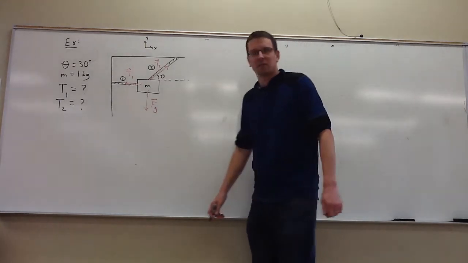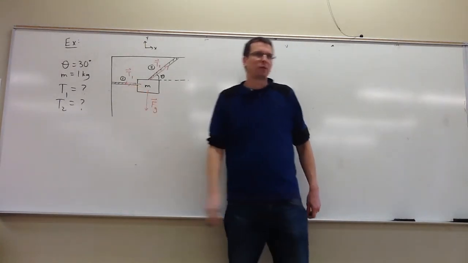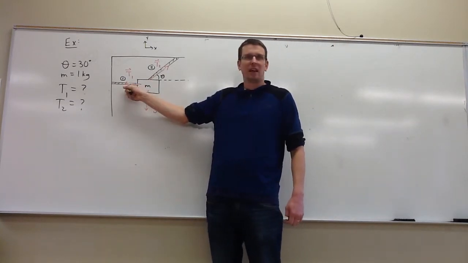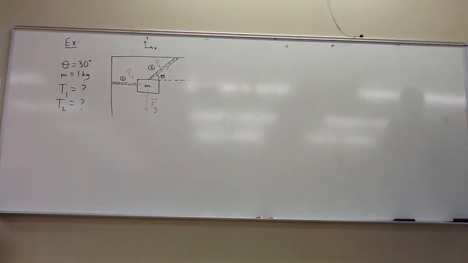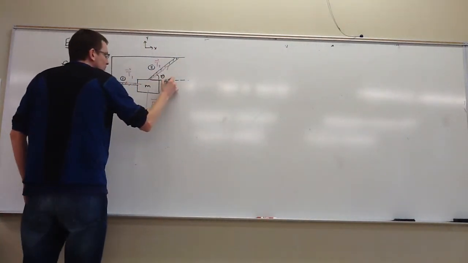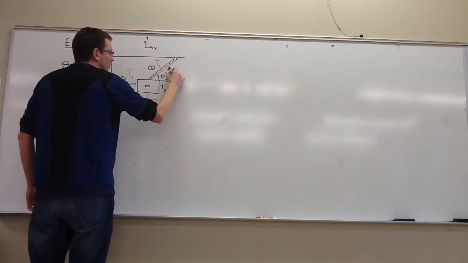The reason I choose these particular axes is that these 2 forces I don't have to do SOHCAHTOA with, right? This is already completely minus x, and this is already completely minus y. So I don't need to do any SOHCAHTOA. It means that I can minimize how much of that stuff I have to do. There's only one force, T2, which is diagonal relative to the axes I've chosen. So for that, I can break it up into components, T2x and T2y.